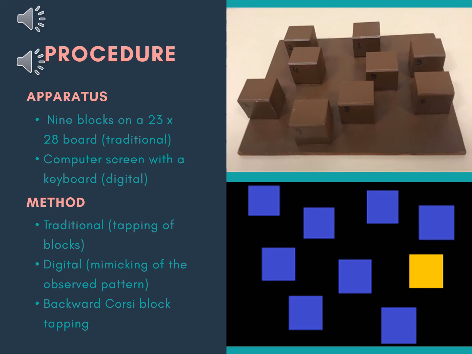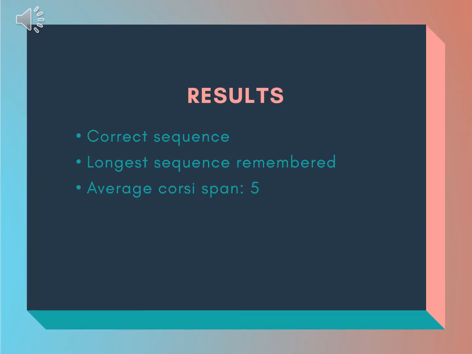The Corsi task differs in forms for adults and children. For children, the task begins with a 2-cube sequence. For adults, the sequence starts with 3 cubes. Now let's move on to the results.